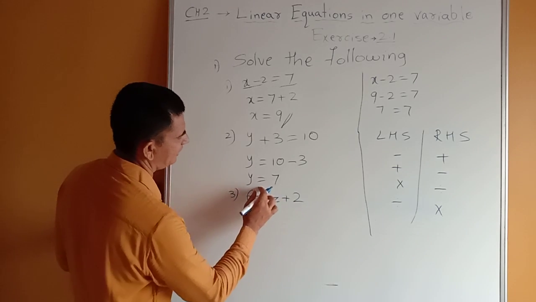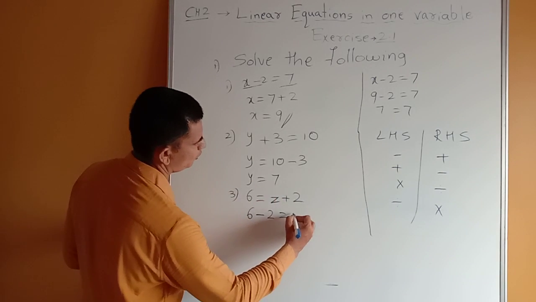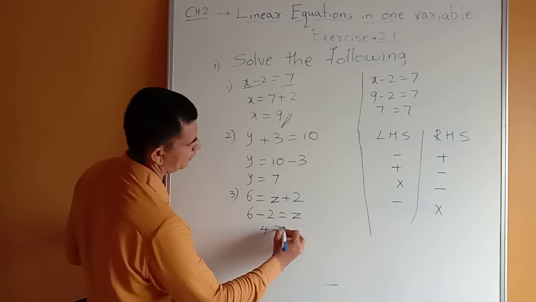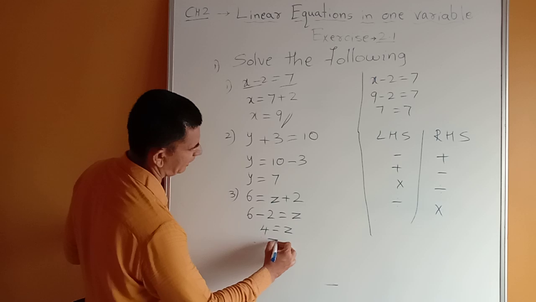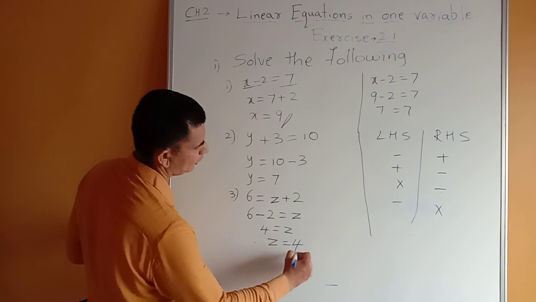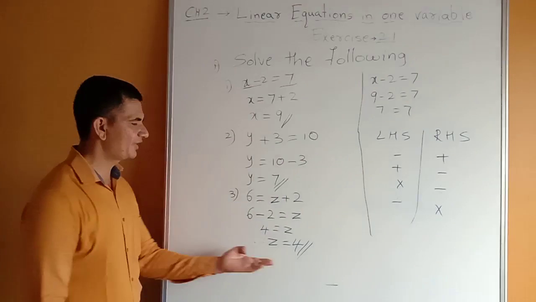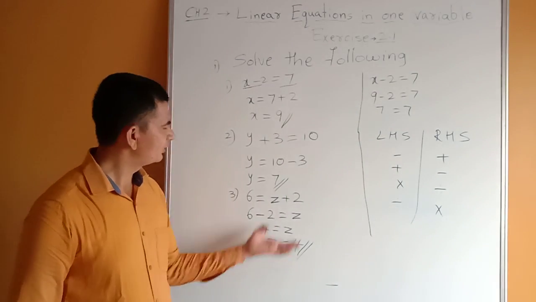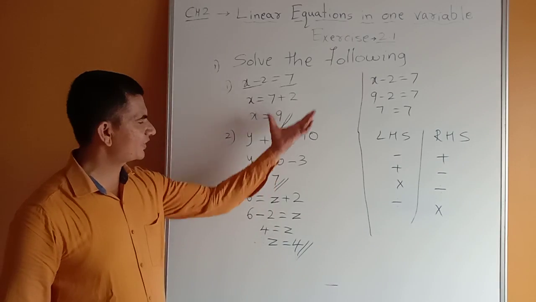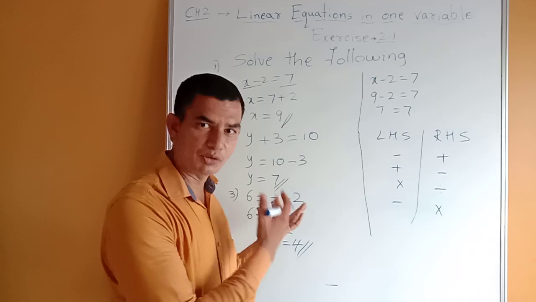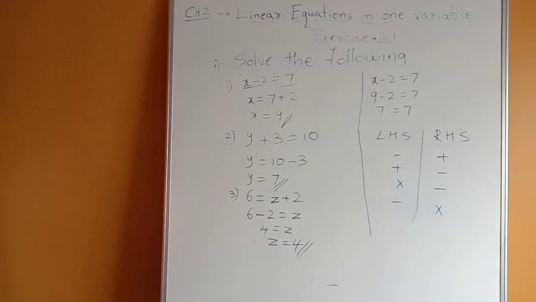If it comes here, 6 minus 2 is equal to z. 6 minus 2 we get 4 is equals to z. So therefore we can write z is equals to 4. What answer did we get here? z is equals to 4. So these are the very first, second, third sums I have told you. Now let us see question number 4. Until then, you can pause the video and write down that.